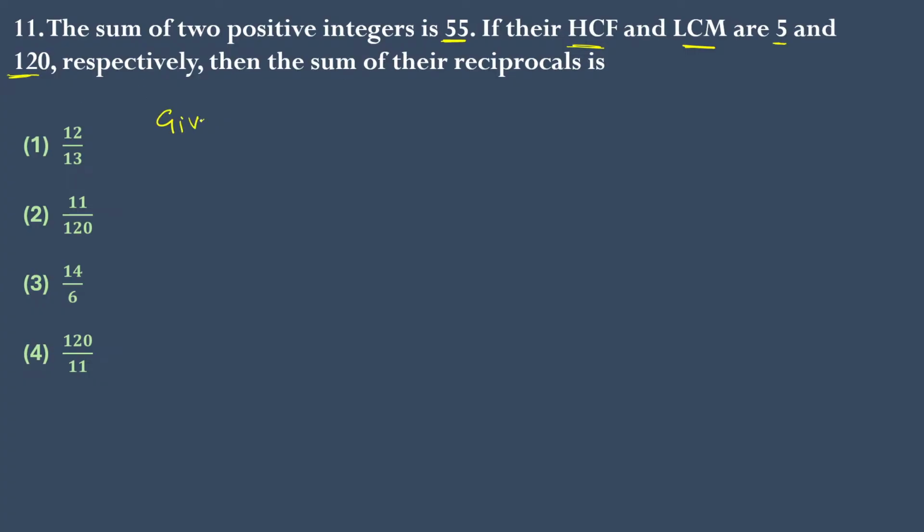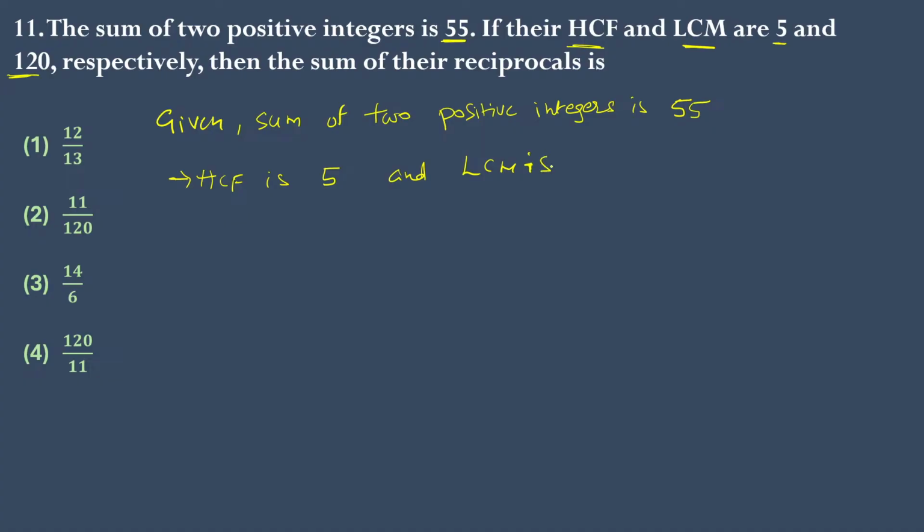See here, what is given? The sum of two positive integers is 55. HCF is given: HCF is 5 and LCM is 120.